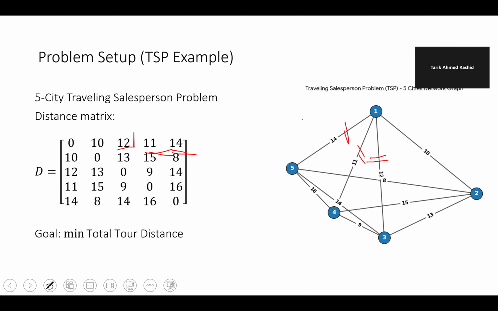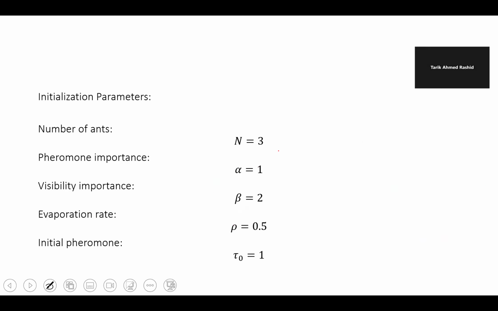Likewise, 2 to 1 is 10. And 2 to 2 is 0, nothing here. And 2 to 3 is 13. 2 to 4 is 15. 2 to 5 is 8, and so on and so forth. So this matrix represents the diagram of the travelling salesperson. So we're trying to solve this one.